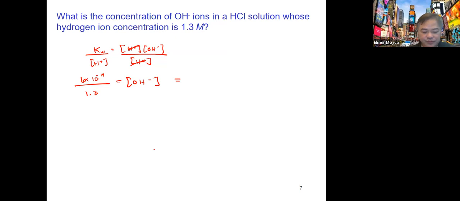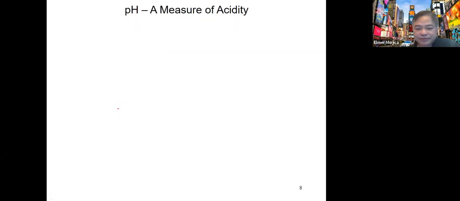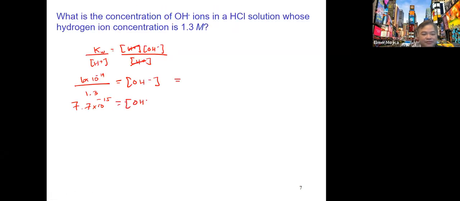Since you have two significant figures that's given, you also write two significant figures. So this is 7.7 times 10 to the negative 15. Right? So far, so good.